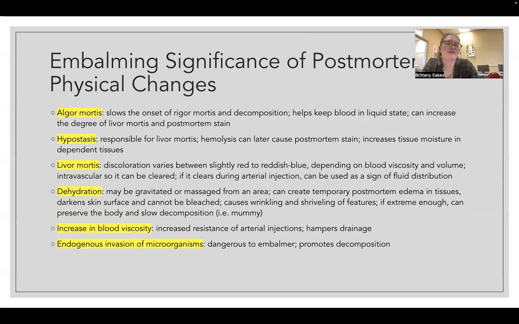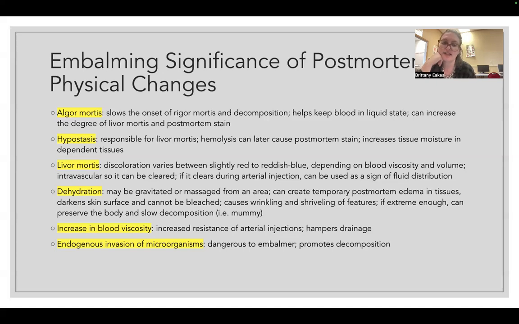Right. These are embalming significances of each of those physical changes. So, algor mortis, not necessarily a bad thing. Slows rigor, slows decomp, keeps the blood in a liquid state. But if it happens too rapidly, it increases the degree of those discolorations, livor mortis, and postmortem stain.